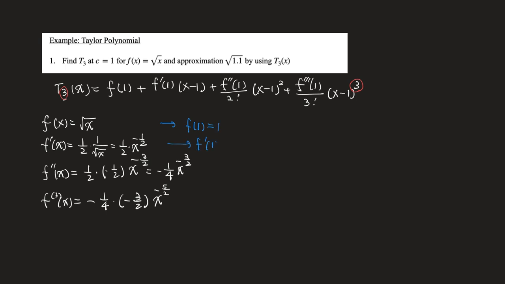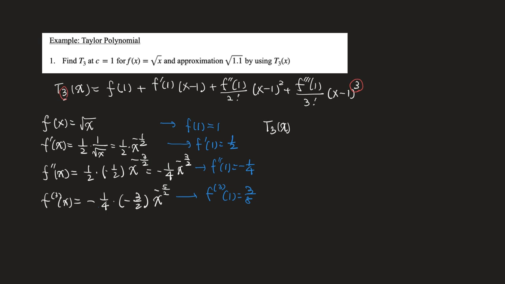f prime of 1 is 1.5. f second derivative of 1 is negative 1 over 4. f third derivative of 1 is, here, what? Negative, negative, positive, 3 over 8. Did you find it? Now, let's find T3.